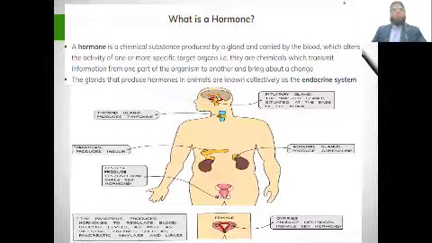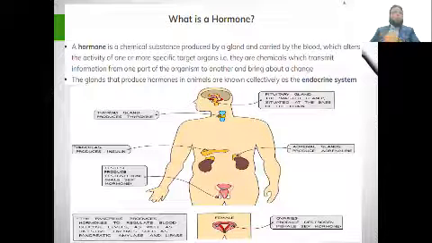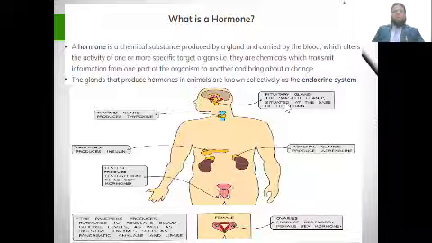Now we are going to discuss another topic, that is a hormone. What is a hormone? A hormone is a chemical substance produced by a gland and carried by the blood, which alters the activity of one or more specific target organs. As you can see, different glands are found in different parts of the body.